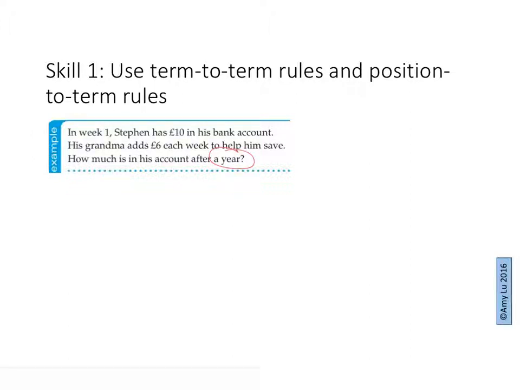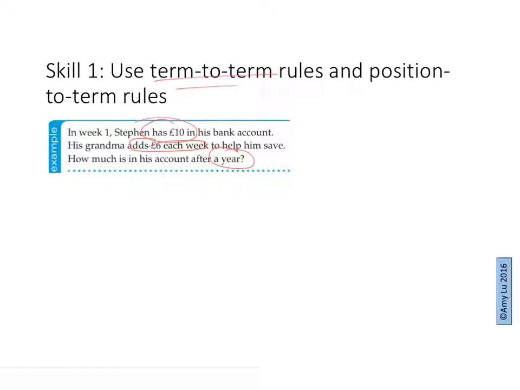So the key question is how much is in his account after 1 year? We also know that his grandma adds 6 pounds each week. And keeping in mind, there are 52 weeks in 1 year. And we also know that Stephen already has 10 pounds in his bank account to start. So step 1, to find the term to term rule, we have to create ourselves a table of values. And after you've created this table of values, use that table of values to find the position to term rules.